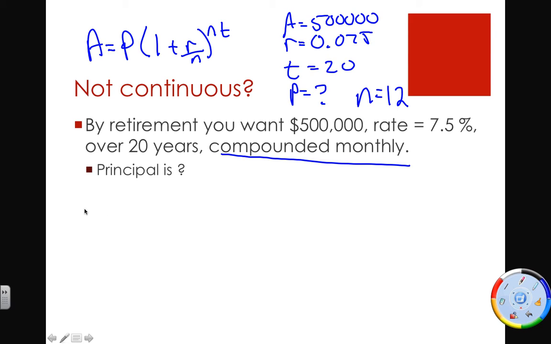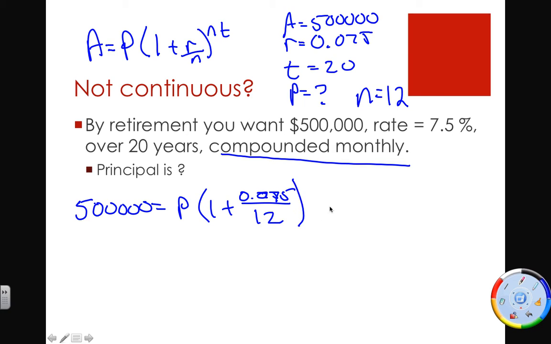And you'll notice these look a lot like the problems we just solved in 5.4. That's why these are mostly examples today, because we've just dealt with these. So A is 500,000 equals P times 1 plus 0.075 over 12 to the, let's see, N was 12 times T, which is 20. In this particular case, this one's not too challenging because you're just solving for P, and this is P times a number. So in order to do that, just divide both sides.